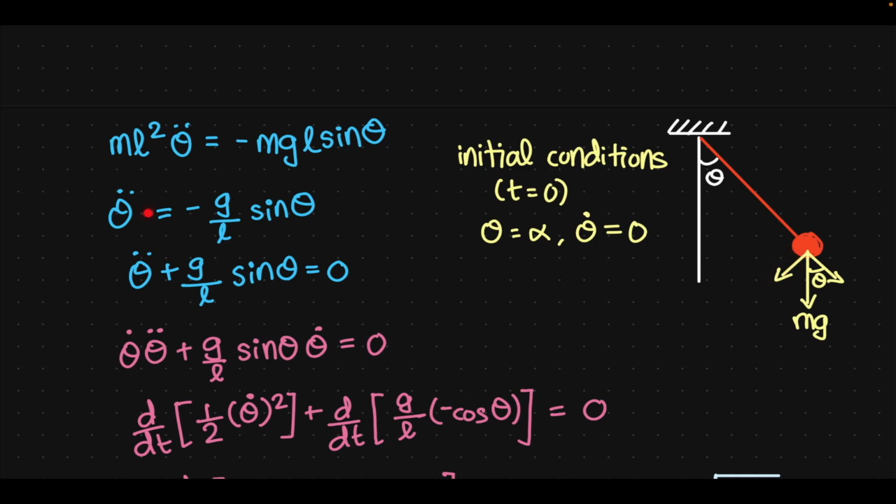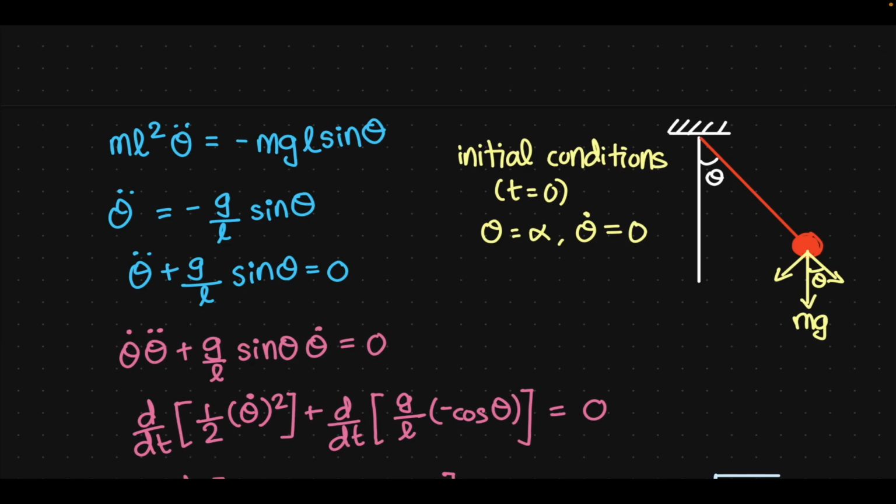Now the second derivative of theta is equal to minus g over L sine theta. Theta double dot plus g over L sine theta equals 0. I've just cancelled constants out. Now at this point, given the initial conditions of an initial amplitude, at t equals 0, theta is alpha. So it starts with an inclination alpha and theta dot is 0. So it has no angular velocity.